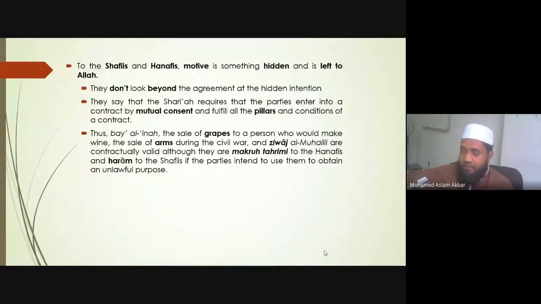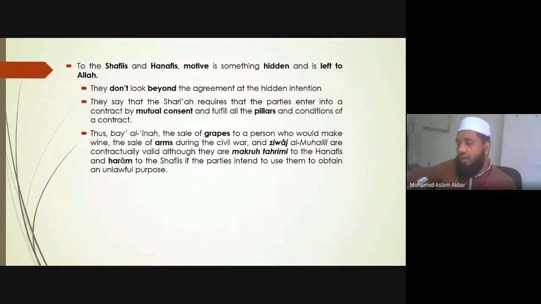Right? So as I told you, for Shafi'i and Hanafi, motive is something hidden and is left to Allah subhanahu wa ta'ala, because only Allah knows the intention. Nobody else knows. So they don't look beyond the agreement at the hidden intention.